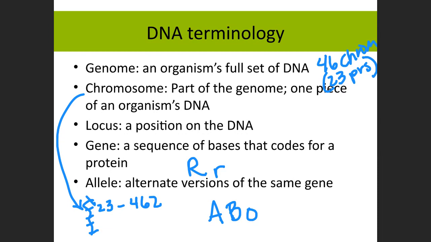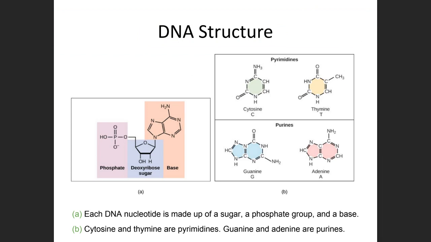So any one individual can only have 2 alleles because we only have 2 copies of every chromosome, but there can be more than 2 alleles in the population as a whole. So as long as you understand these terms, as I'm talking for the rest of this lecture, things should be making sense. Okay, so we can look up here a little more closely at this structure of DNA.